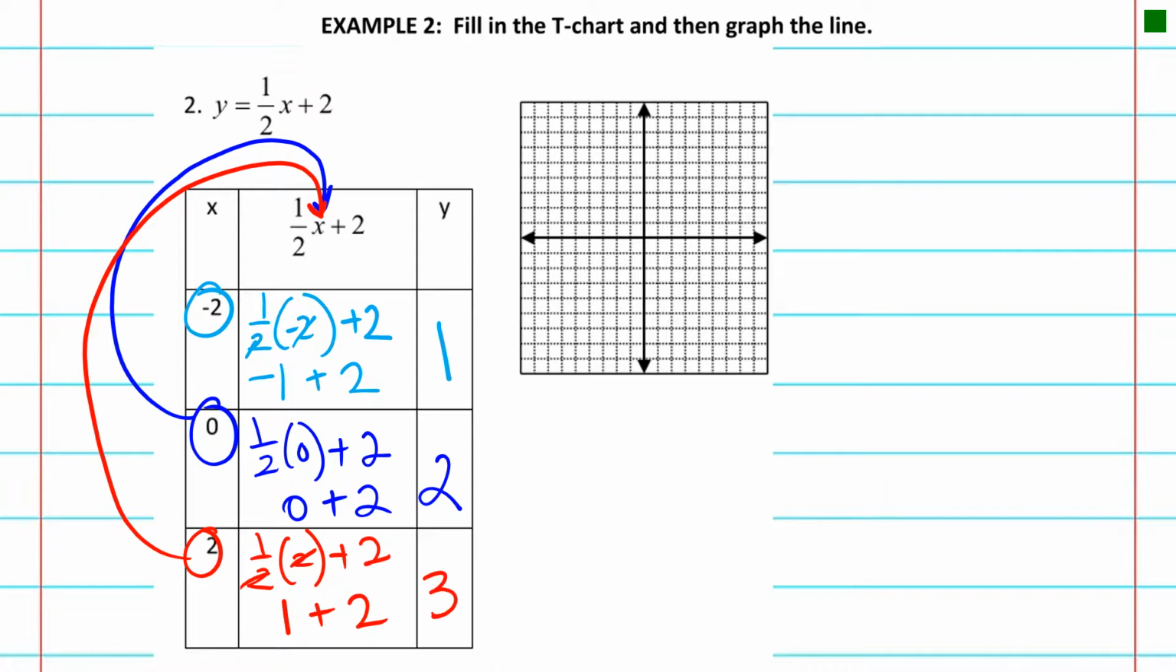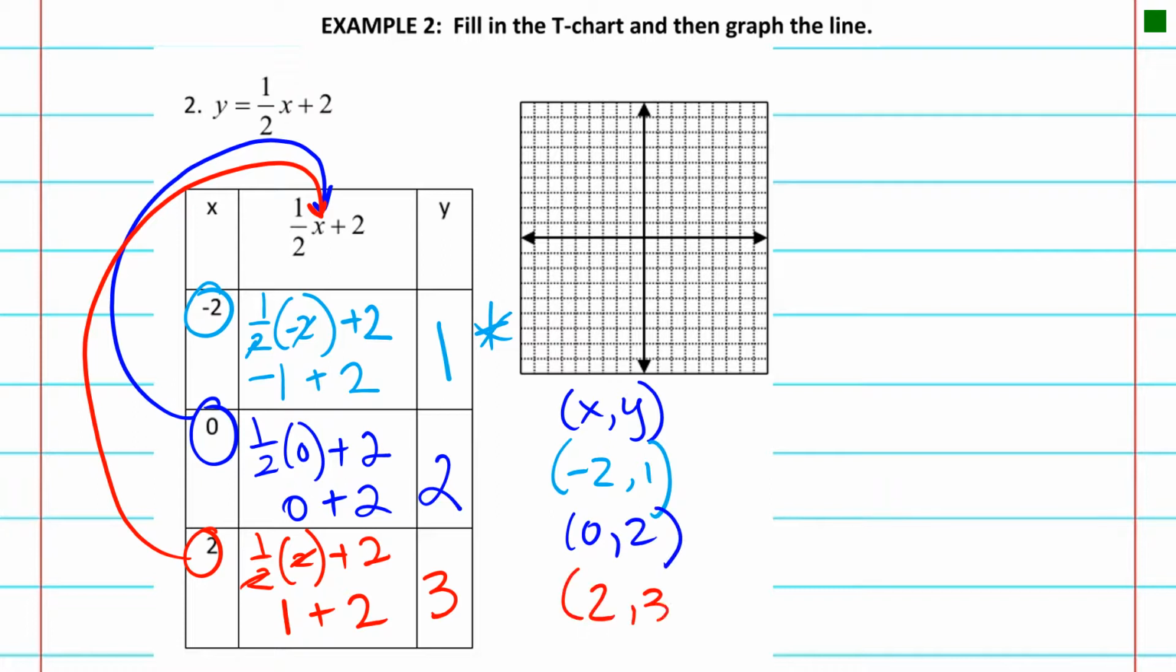So now, just like we said before, my ordered pair is x, y always. And so I have negative 2, comma 1 with the turquoise pen right there. Then with my blue pen, I have 0, comma 2. And then with my red pen, I have 2, comma 3. So I'm going to graph those 3 ordered pairs.